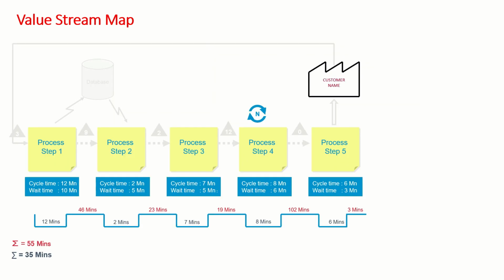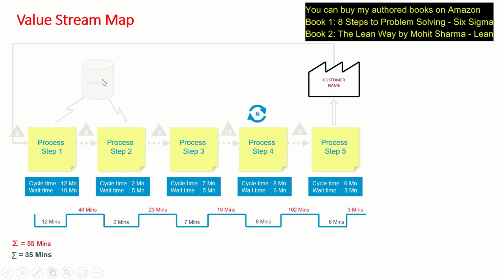This is how a value stream map looks like. If you look here, you first identify the customer, then you identify the process flow, you identify the database, you identify the process steps, you create a time ladder in which you write down cycle time and wait time, and then you identify the inventory and then rework loop if there are any rework loops that exist. So this is how a current state map is to be drawn.